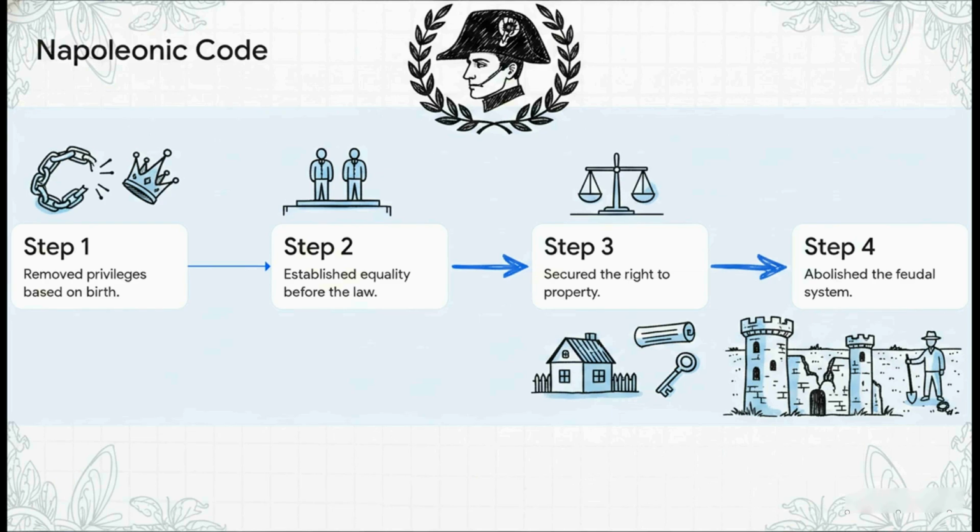Okay, if you get this question on test day, here is exactly how you want to structure your answer to guarantee full marks, step by step. Step 1. Clearly state that the Napoleonic Code did away with all privileges based on birth. Step 2. Mention that he established equality before the law. Step 3. Note that he officially secured the right to property for citizens. And Step 4. Explain that in the regions under his control, he dramatically simplified administration by completely abolishing the old feudal system and freeing the peasants from serfdom and manorial dues. Just write those 4 points out clearly and boom, you've absolutely aced the question.